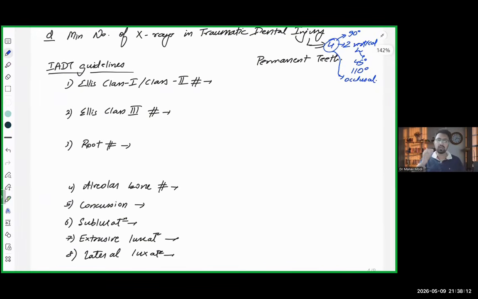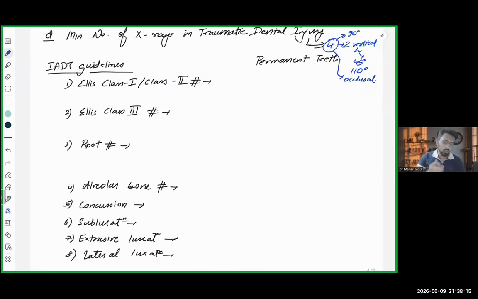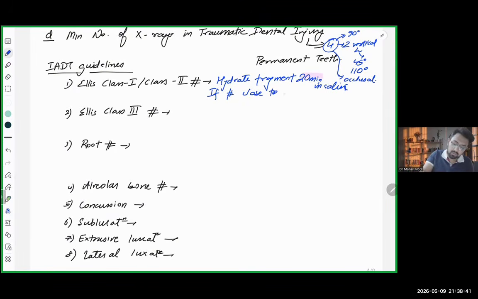Then we come to different specific management. So for example, if we are given Ellis class 1 or class 2, what does the IADT guideline say? IADT guideline says to hydrate the fragment for 20 minutes in saline. Guys, make note of this, 20 minutes in saline. And if fracture is close to pulp, then give a calcium hydroxide liner.